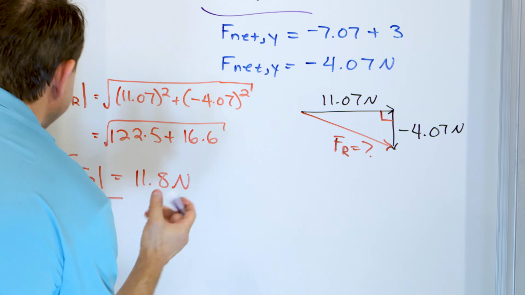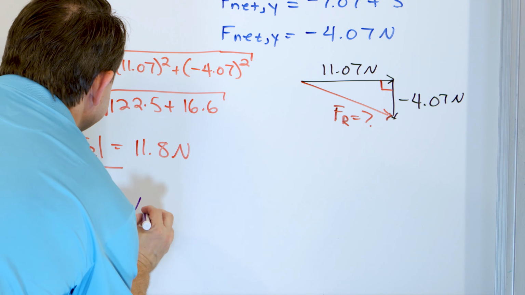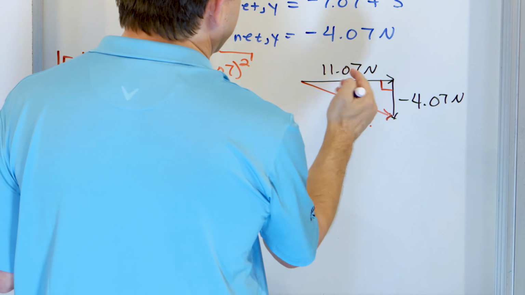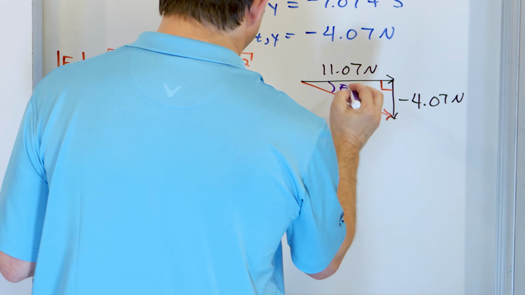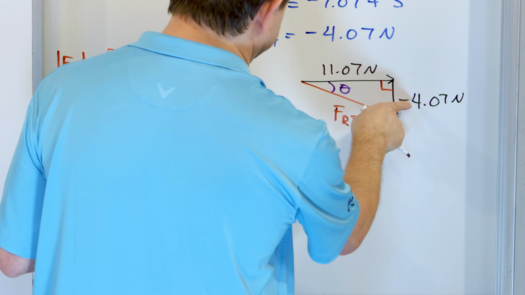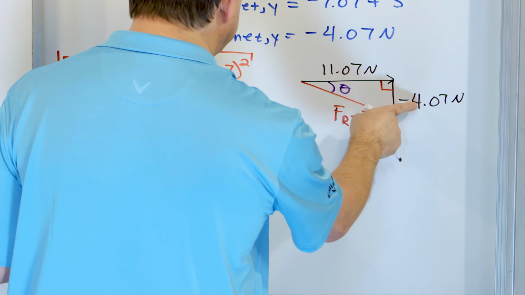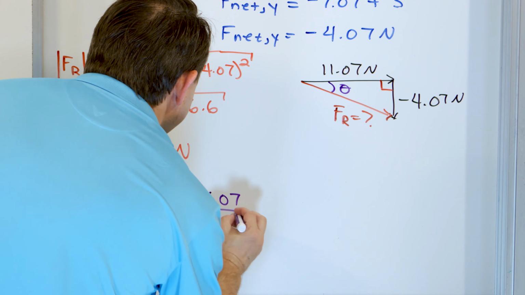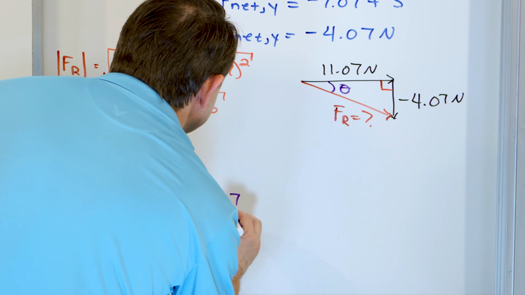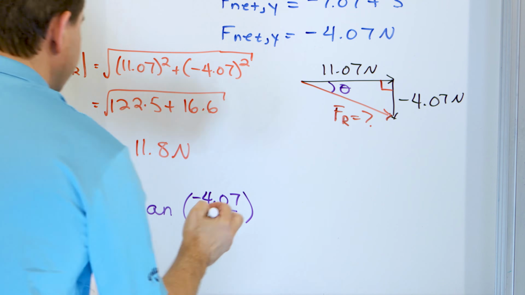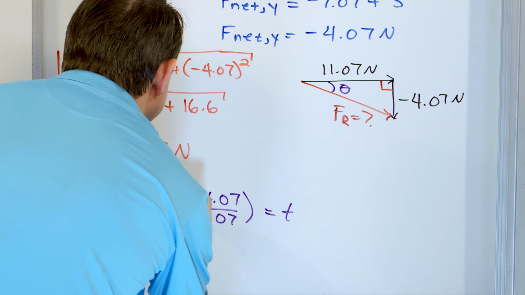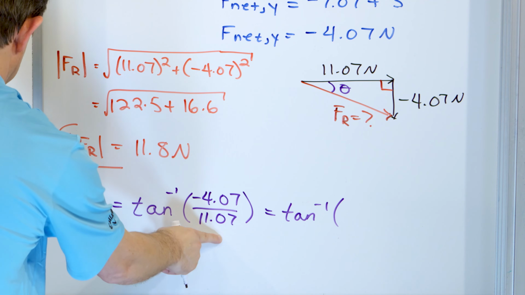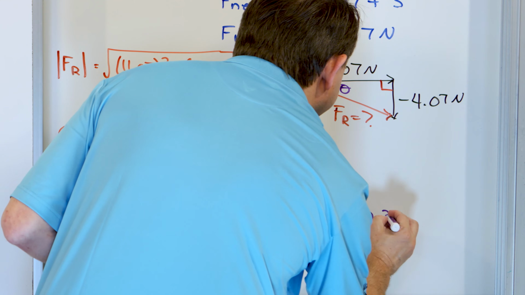And what would be the angle? So the angle would be the inverse tangent of y over x. It's always y over x. So if this is the angle right here, which is what we want to find, the tangent of this is opposite over adjacent. So it's y over x. So negative 4.07, and then you have 11.07. All right? And what you get here is the inverse tangent. When you take negative 4.07 and divide by 11.07, you get negative 0.37.